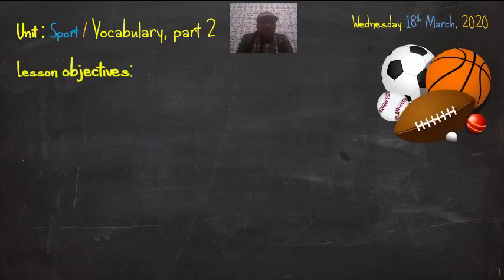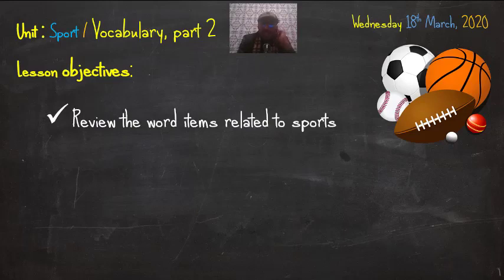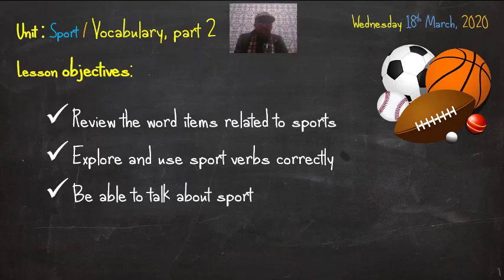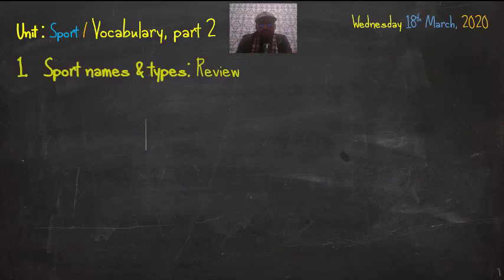And we'll start with the following objectives that we are going to meet during this lesson. Firstly, we are going to review the word items related to sport. And then we are going to move to explore and use sport verbs correctly, how to use them correctly and appropriately. And then we hope that by the end of this lesson, we'll be able to practice and talk a little bit about sports. So, على بركة الله. Great.